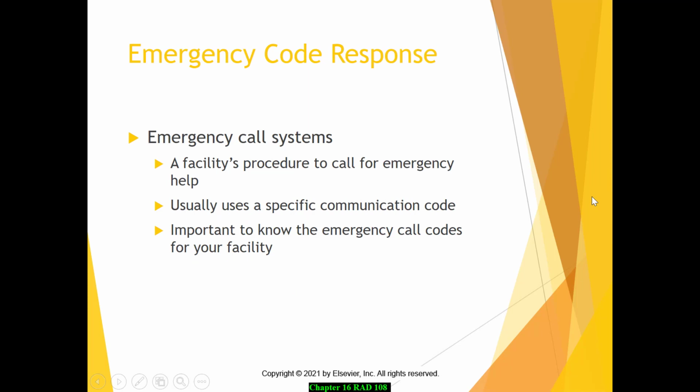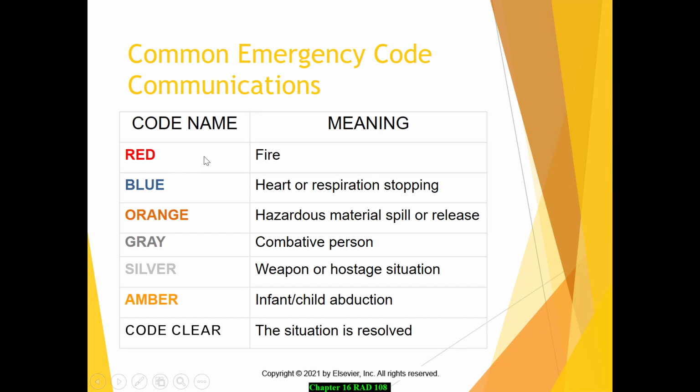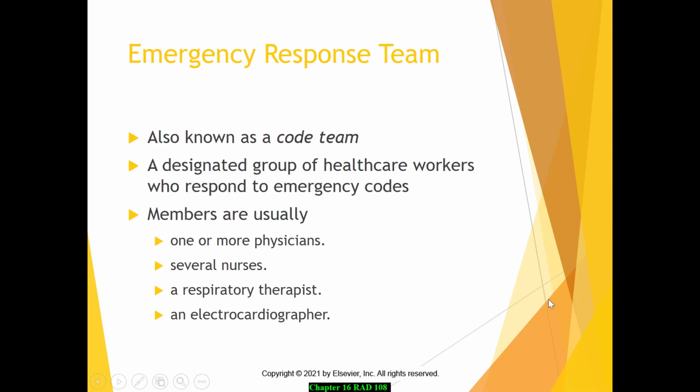Your emergency call system, your facility's procedure to call for emergency help, will be in place, so you need to make sure that you're aware of whatever codes are taking place for your facility. So usually they'll call a code red for a fire, code blue means that someone's heart has stopped, the amber code for an infant or child abduction, so they're not going to change that from what it means in the public. So make sure that you're aware of what those codes are and what they mean.